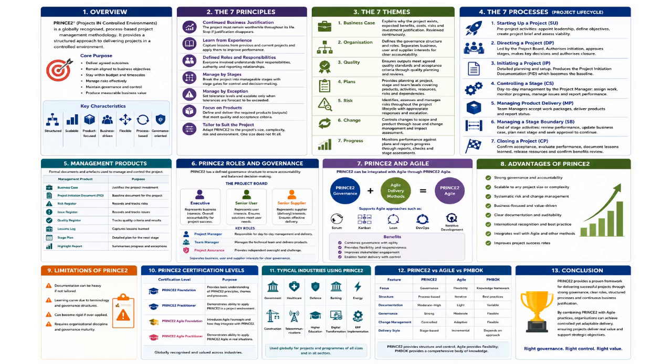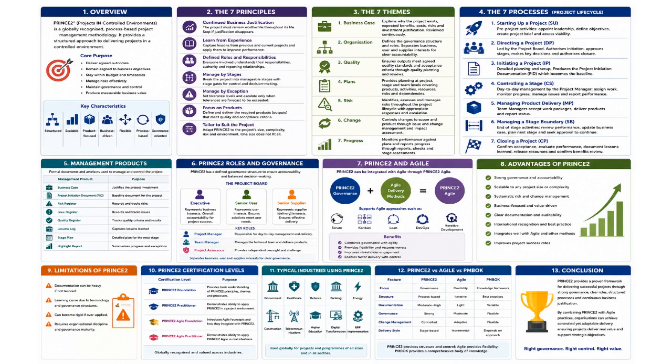Next, we move into the 7 principles, which form the foundation of every PRINCE2 project. These principles include continued business justification, learning from experience, clearly defined roles, stage management, management by exception, focus on products, and tailoring the methodology to suit the project environment. These principles ensure that PRINCE2 remains practical, adaptable, and value-driven rather than simply process-heavy.